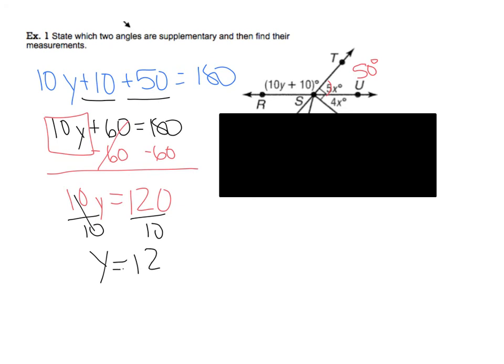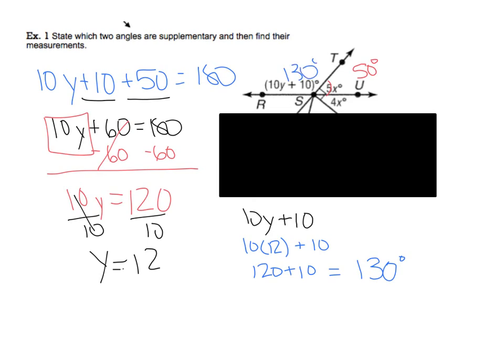Now, that's not what the question asked for. It asked for the actual measurement. So all we have to do is plug it in to the 10y plus 10. So 10 times 12 plus 10. 10 times 12 is 120 plus 10 equals a grand total of 130 degrees. So 130 degrees plus 50 does equal 180, so therefore they are supplementary.